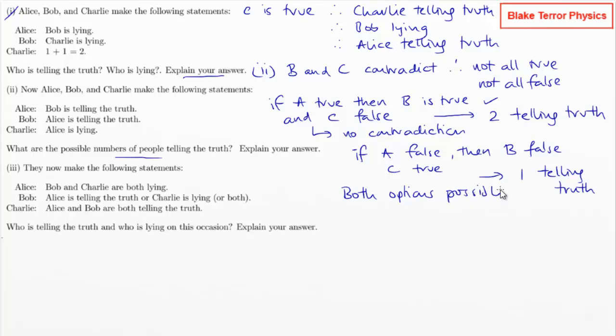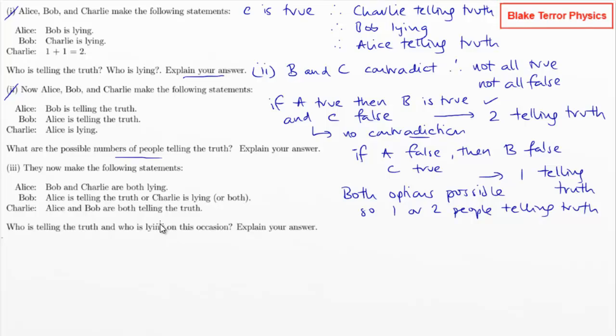So we've got one or two people telling the truth. Okay, so that's slightly different to the ones we'd had in the previous couple of years, where it's not just about finding contradictions, we're finding different possible consistent sets. Right, now they make the following statements. Right, this is getting much more involved. Who is telling the truth and who is lying on this occasion?